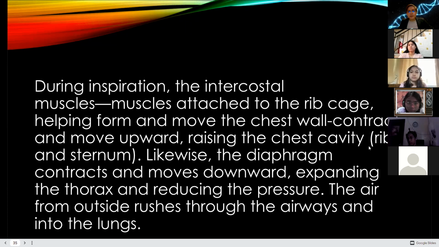Likewise, the diaphragm contracts and moves downwards. If it moves downwards, it will actually carry some area to expand, expanding your thorax or thoracic cavity and reducing the pressure. The air from outside rushes through the airways and into the lungs. So that's how we inspire. That's inspiration or inhalation.